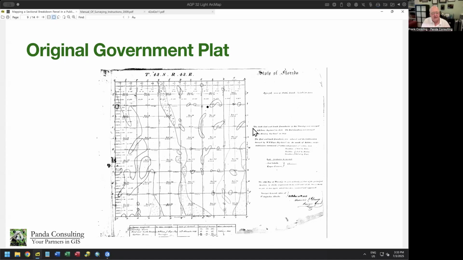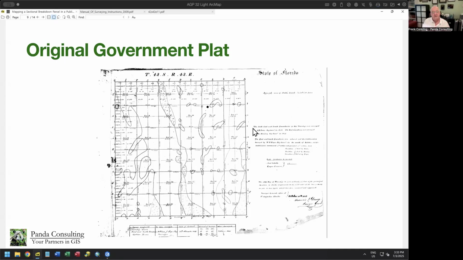By the way, every state has an office which is responsible for maintaining these original surveys. They are very valuable. In Florida, we actually have a department. It's called the Land and Boundary Information System. It's called LABINS, L-A-B-I-N-S, and I can go out to that website. I can tell it what township I'm looking at, and I can actually download the original plats.